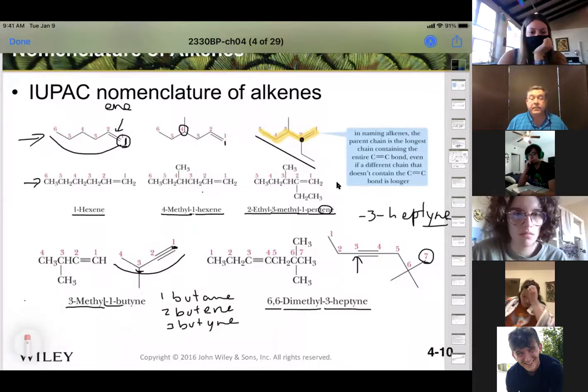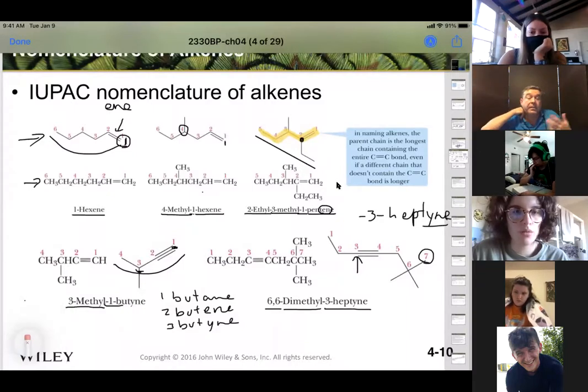And the di is for the fact that we have 2 of the equal groups. So we have dimethyl because of that, and we have to locate all of our substituents, and they just happen to be on the same carbon. But if you put 6 dimethyl, it's like, where's the other methyl? You didn't identify it. So we have to go 6 for one of the methyls, 6 for the second methyl, and then 3 for the location of the alkyne. Okay?